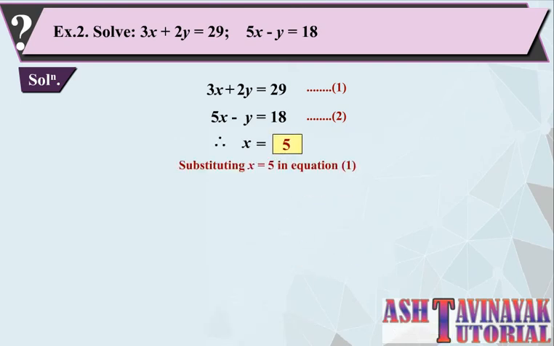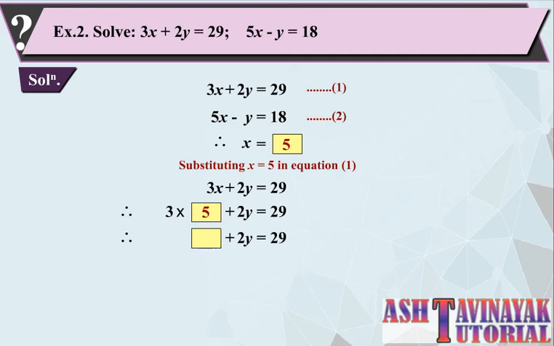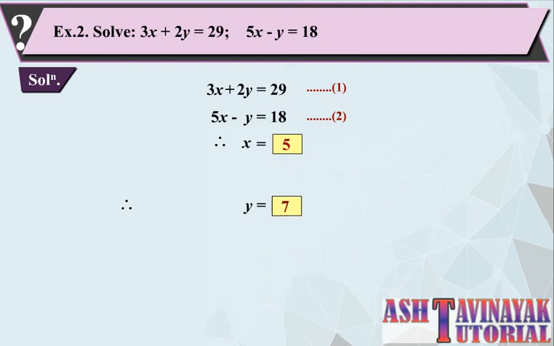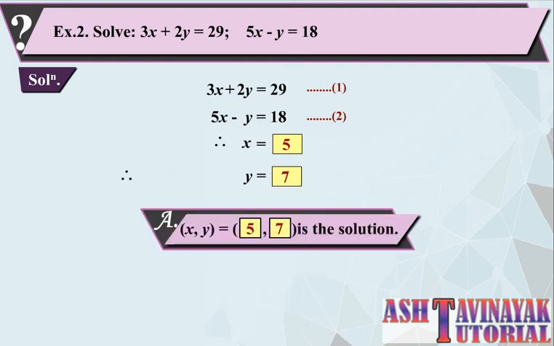Substituting x is equal to 5 in equation 1, 3x plus 2y is equal to 29. Therefore, 3 multiplied by 5 plus 2y is equal to 29. Therefore, 15 plus 2y is equal to 29. Therefore, 2y is equal to 29 minus 15. Therefore, 2y is equal to 14. Therefore, y is equal to 7. x, y is equal to 5, 7 is the solution.